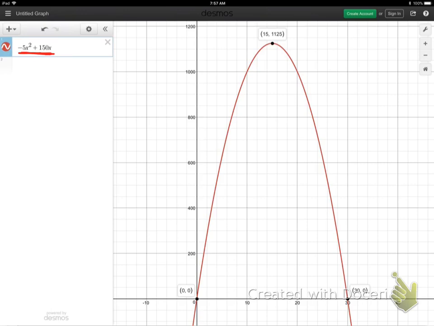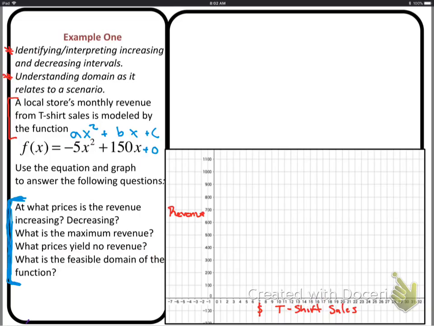We have our x-intercept here of 0, 0. We have our vertex of 15, 1,125. And then we have another x-intercept here of 30, 0. Okay, so now going back to the questions that it's asking. The first question here is, at what price is the revenue increasing?